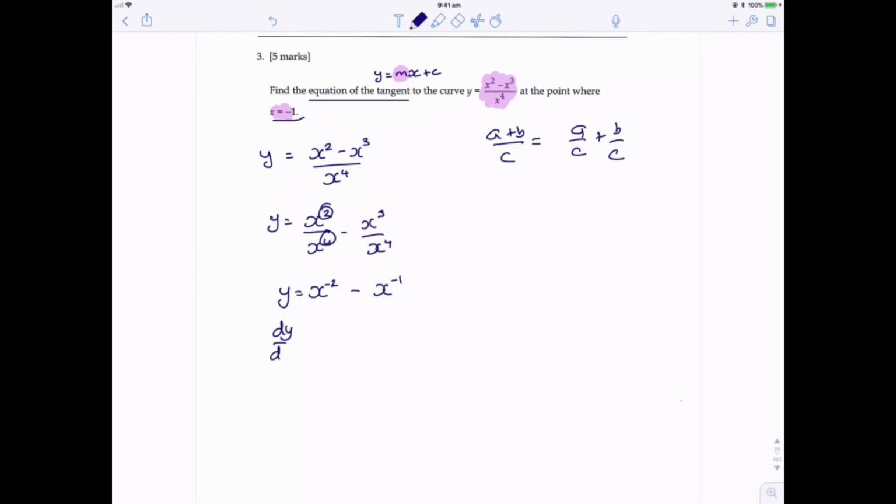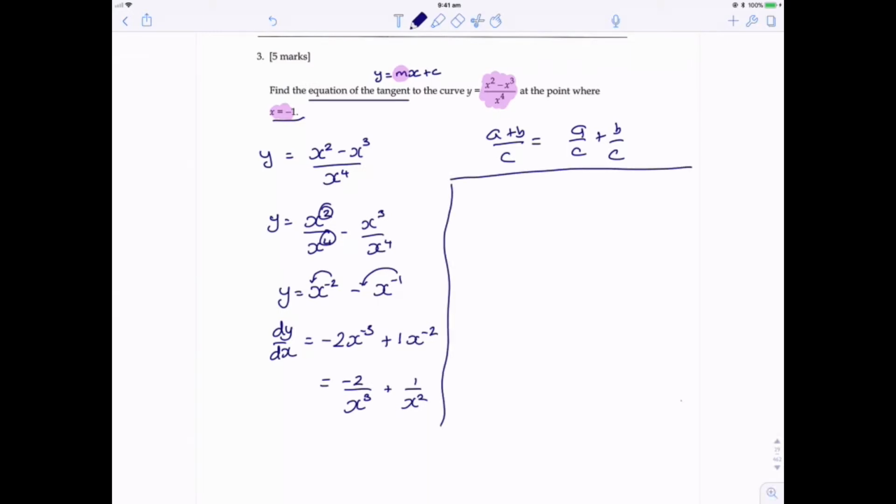Now we can work out the gradient. dy by dx would be minus 2, we bring the indices down, x to the minus 3, plus 1, because you've got -1 times the negative, which is positive 1, x to the minus 2. In positive index form, it looks like that. Now we can sub in x equals -1 to work out what the gradient is.